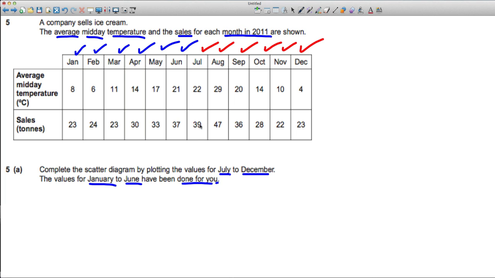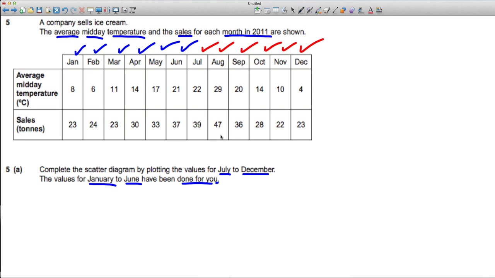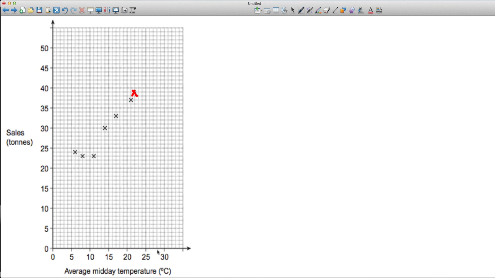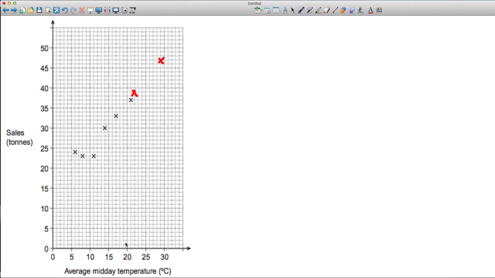So on our scatter diagram, we're going to plot 22 degrees against 39. So we're going to plot 22 degrees, which is here, against 39, which would be here. Do a cross like they've done, and then we've done that. We're going to plot 29 against 47. So 29 degrees against 47, which would be here. We're going to plot 20 against 36. So 20 degrees against 36, which would be here.